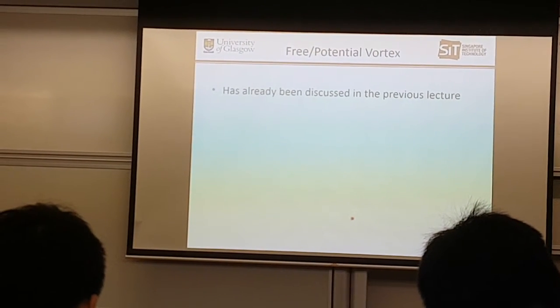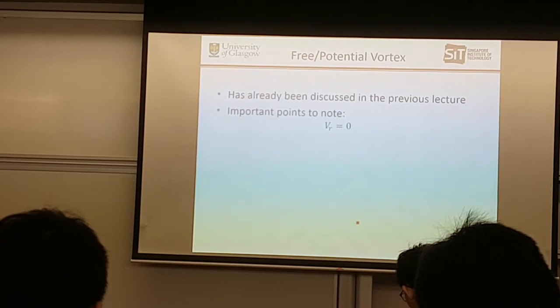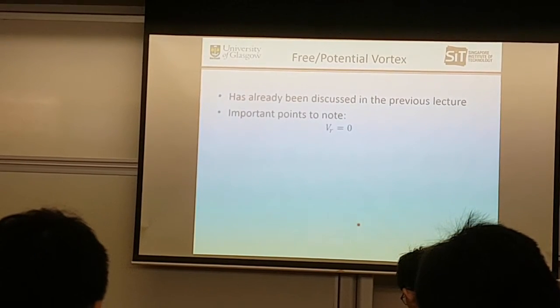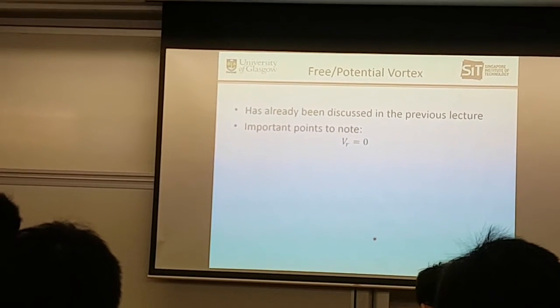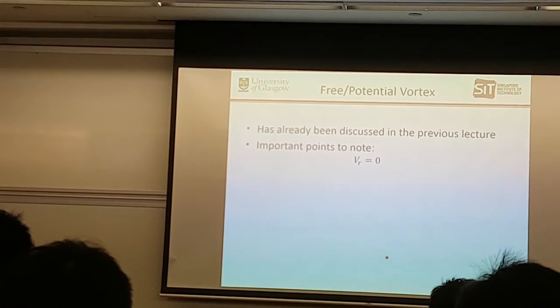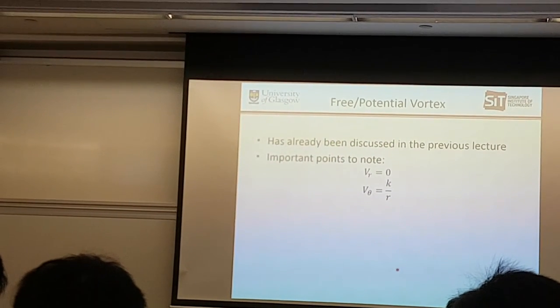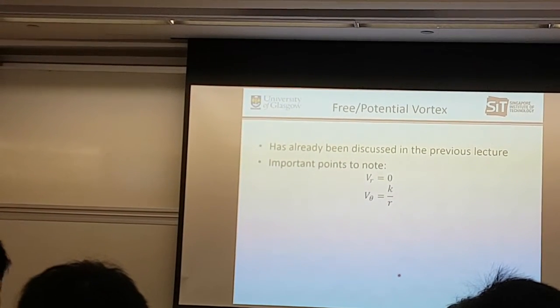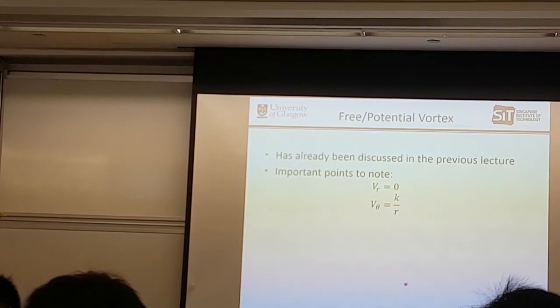For vortex flow, please remember your VR is equal to 0, because it's a pure tangential flow. The thing is spinning about a certain point, that's why there's a certain v theta. Now, what does your v theta equal to? Your v theta equals k over r. Now, what is k equal to? K is your vortex strength, correct?